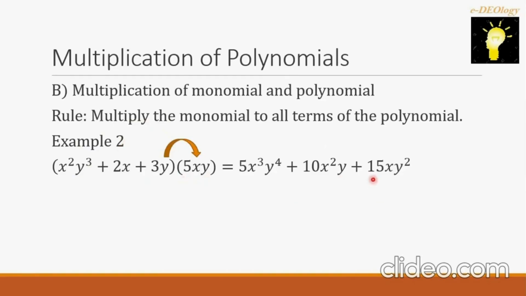We'll get 15. There is no x in the first term here, so we simply copy the x, and then the y times y, we'll get y squared. So our final answer is 5x cubed y raised to 4 plus 10x squared y plus 15x y squared.